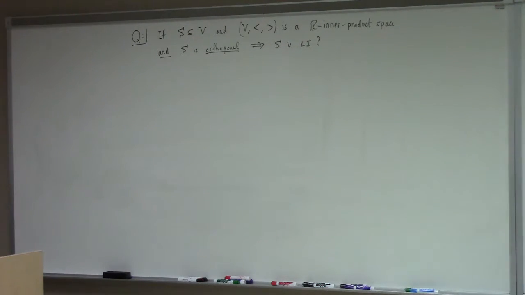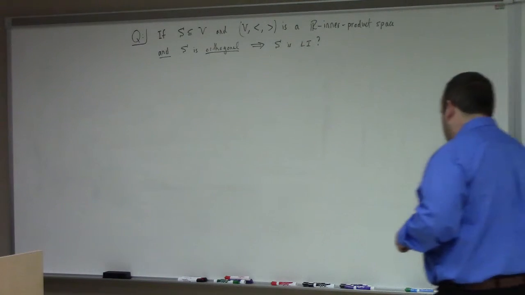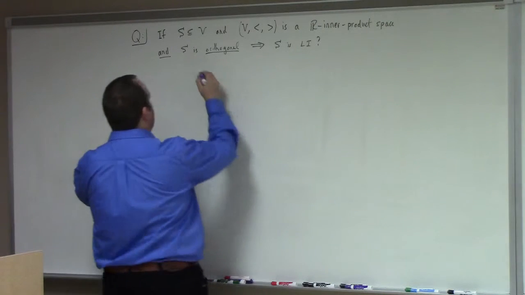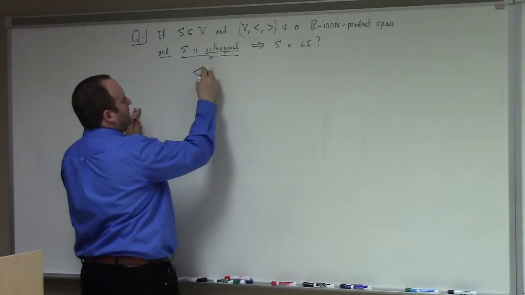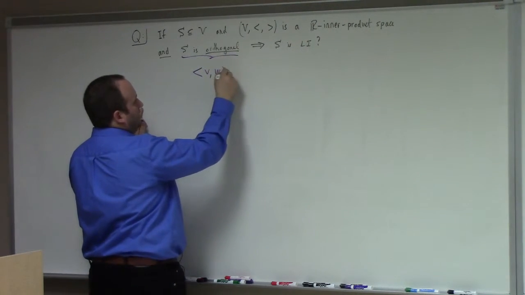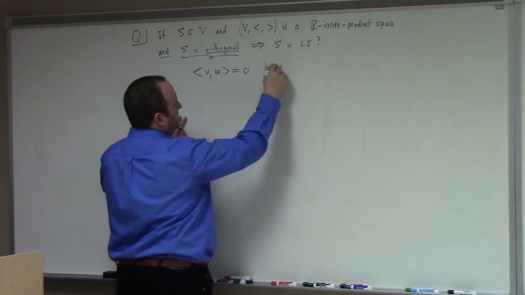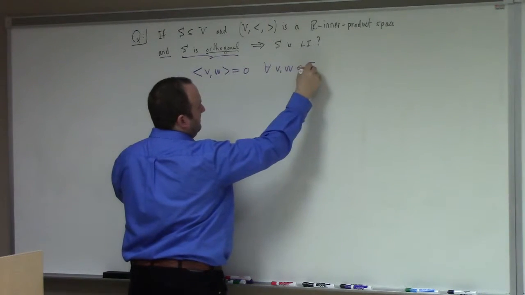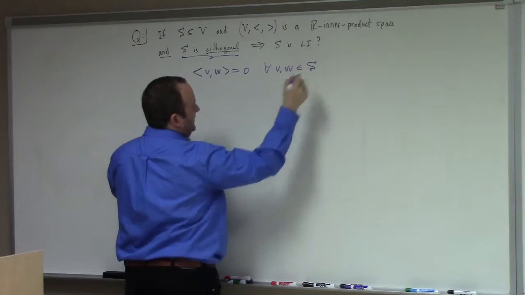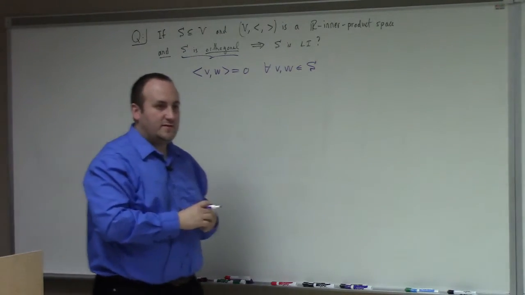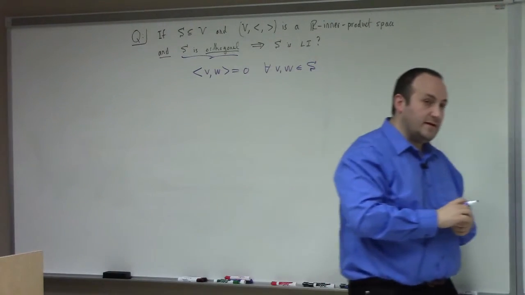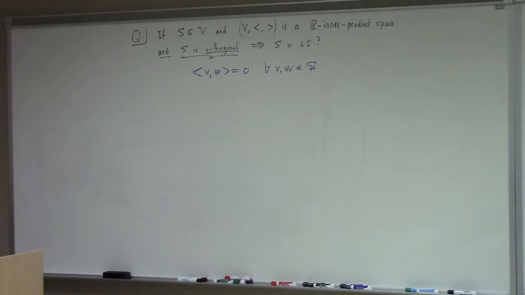What did it mean for it to be orthogonal? It means that pairwise, the inner product of any two vectors in S is 0. This means that if you take v and w, the inner product is 0 for all v and w taken from S. Orthogonality of a set is pairwise orthogonality of all the elements. So what do you guys think? Does it imply linear independence?